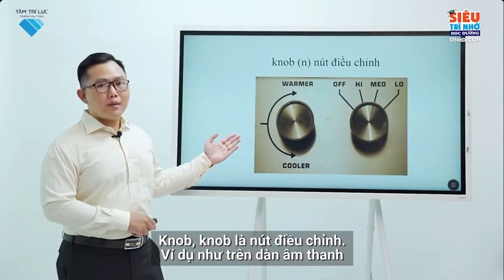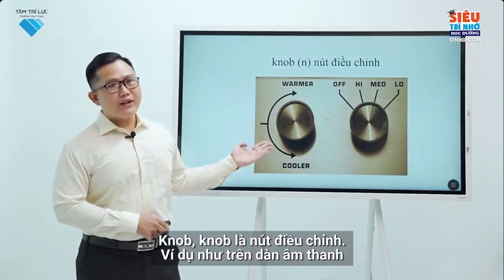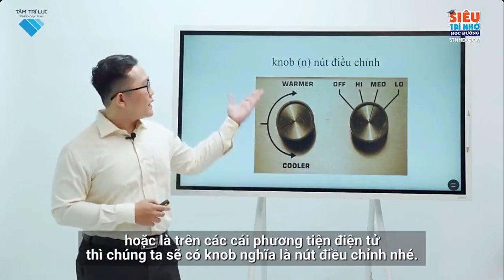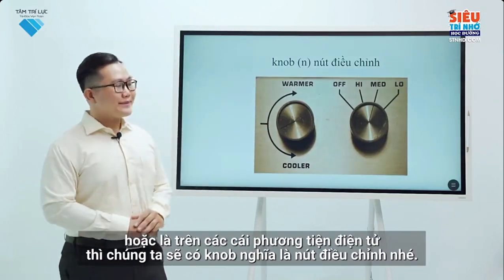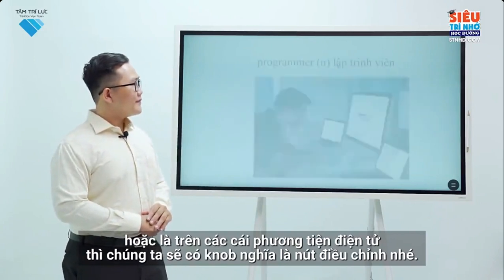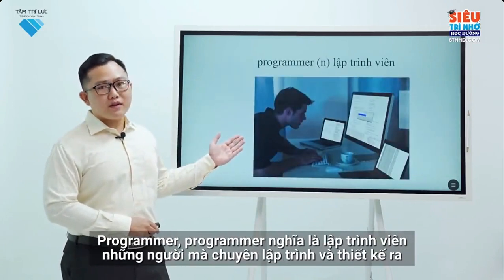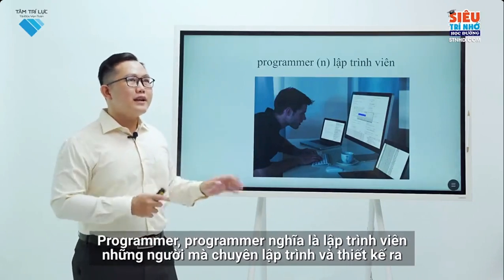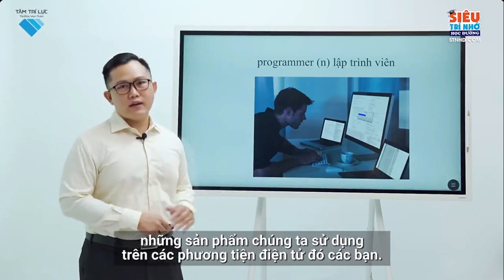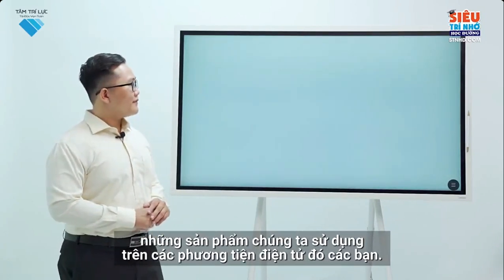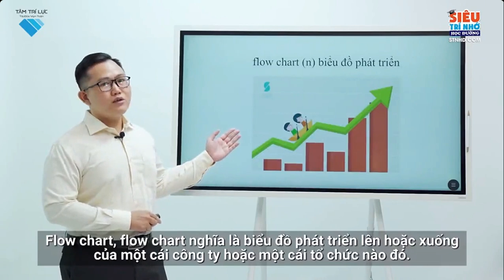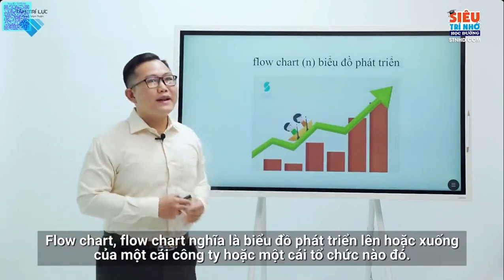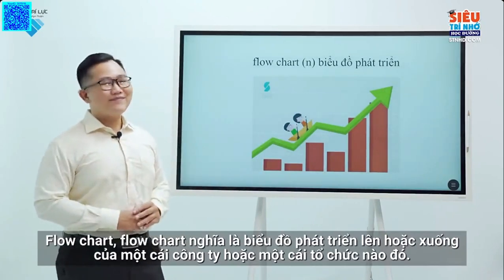Knob is, for example, on electronic devices. We use knobs. Programmer: the person with expertise in designing and programming all the products we use today on electronic devices. Flowchart. This is the graph of the developing or producing stages of a company or an organization.